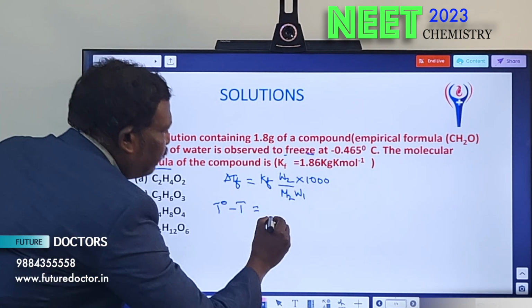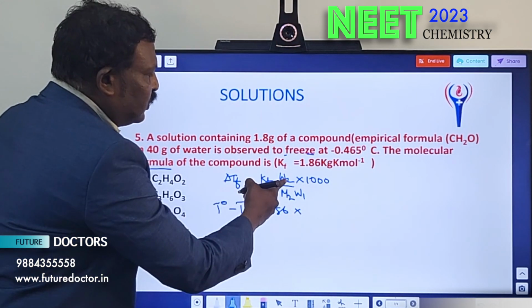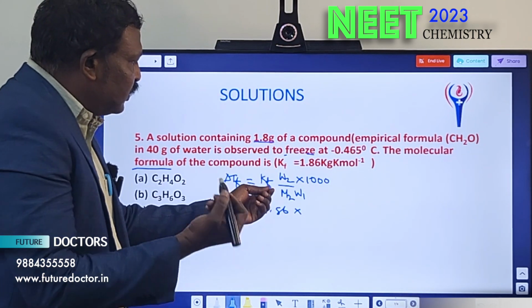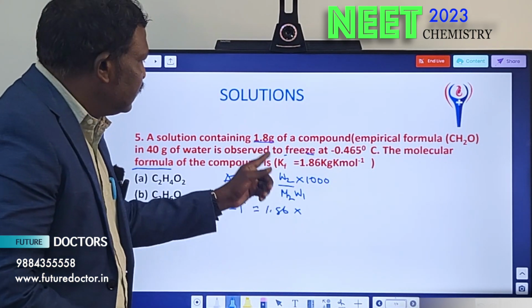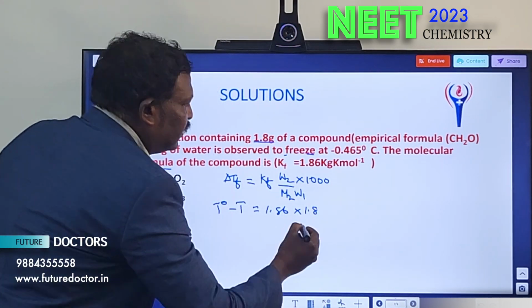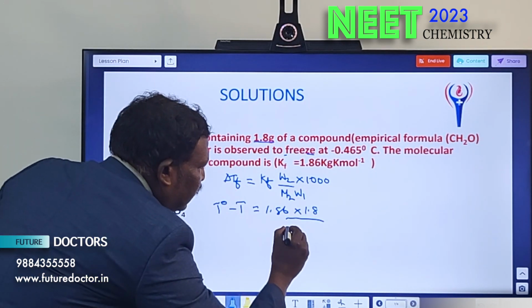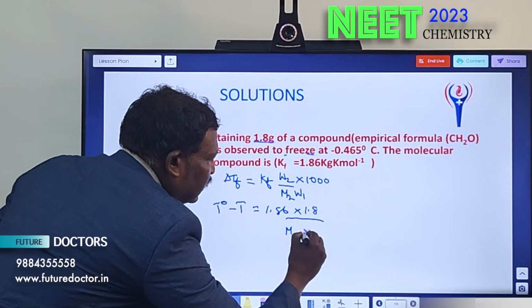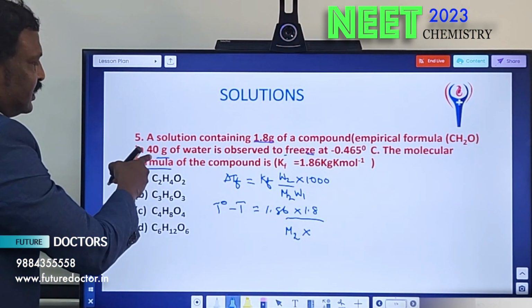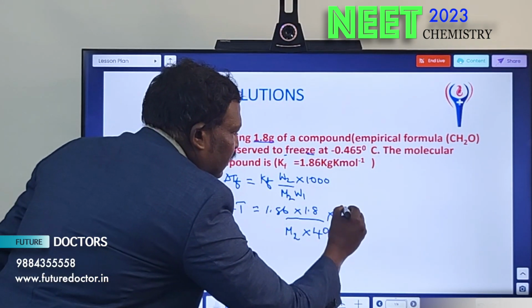Kf is given as 1.86, into W2. W2 is nothing but the mass of the solute, you must know. W1 is nothing but the mass of the solvent. So here this is W2, 1.8, divided by M2. M2 we don't know. Then as it is, into W1. 1.8 gram of compound in the solvent, so it is 40 gram. Then into 1000. Understood?